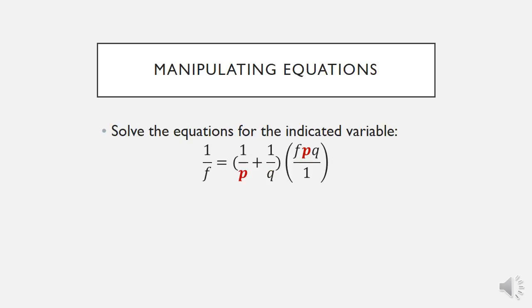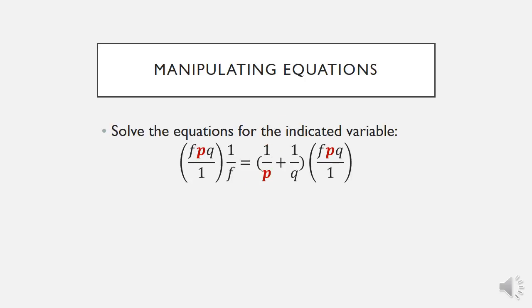Do it on the right side. I have to multiply both 1 over p and 1 over q. So there are parentheses. You have to FOIL it. So I have to multiply it by this one as well as that one. Whatever I do, I also have to do on the other side. So put it there so I know that I'm going to do that.